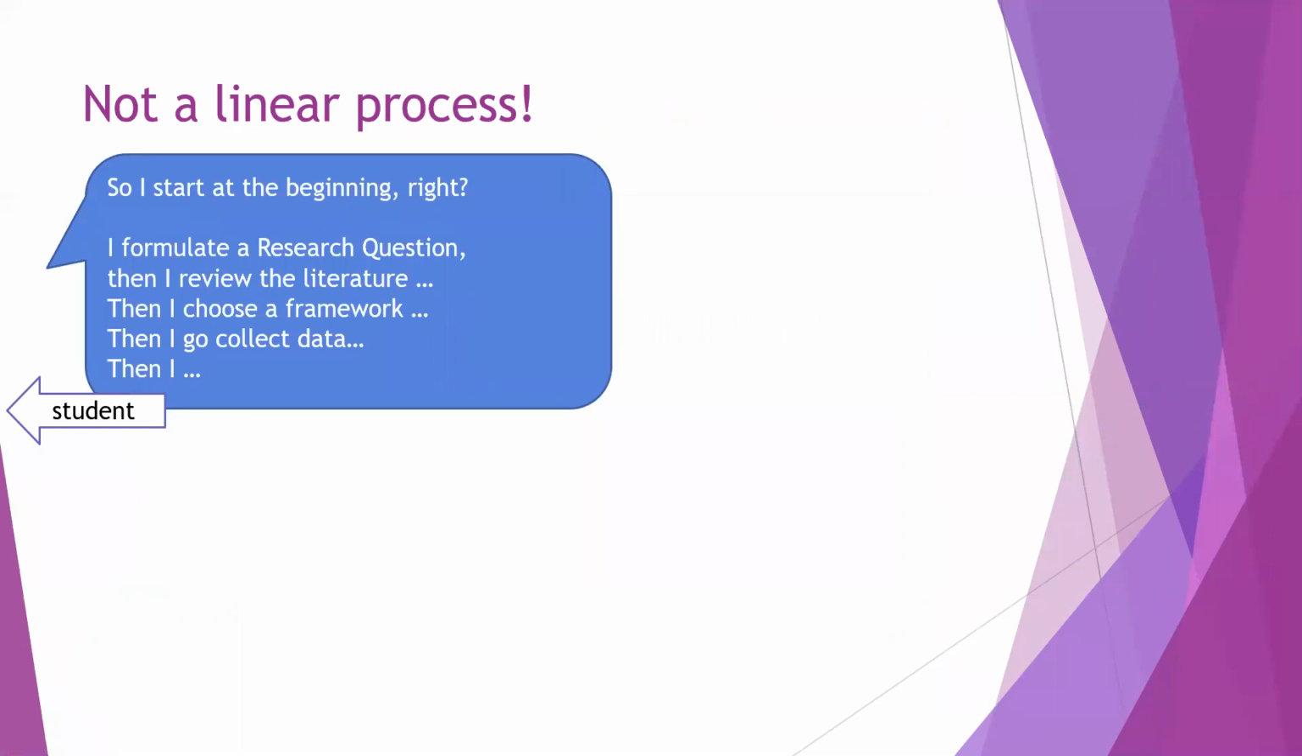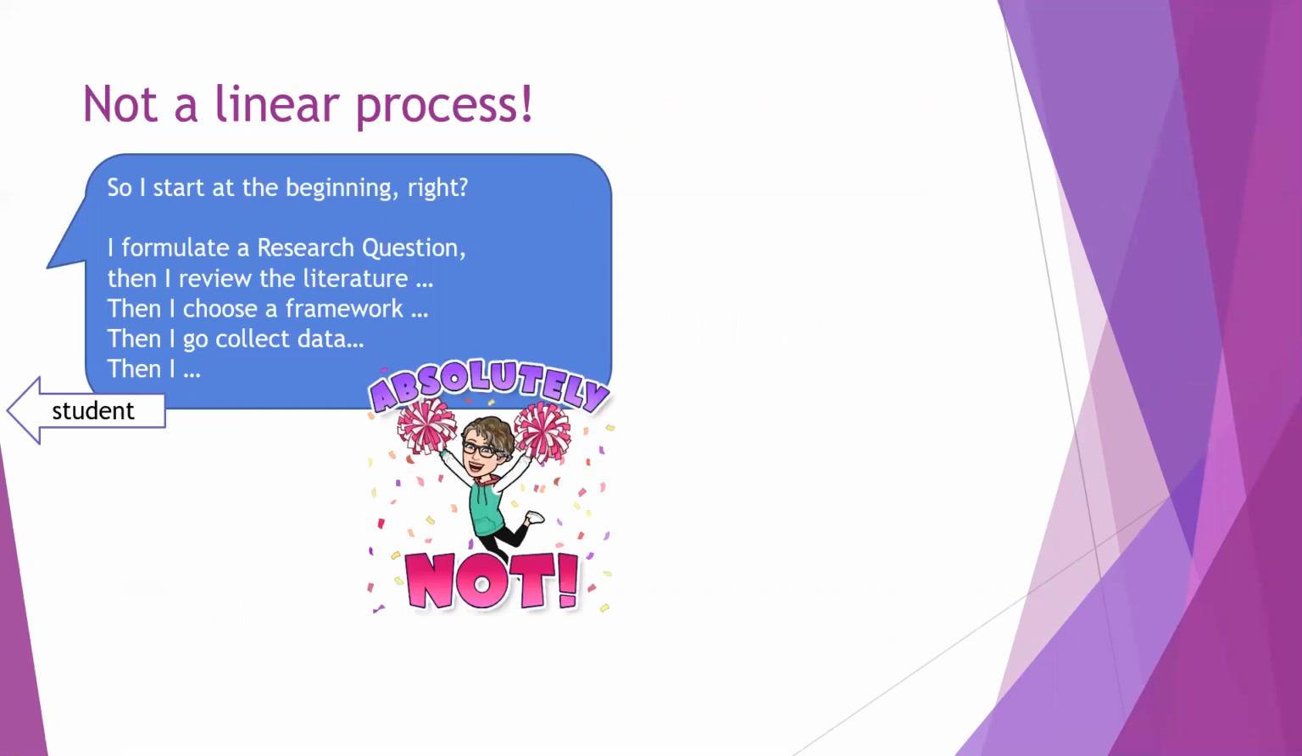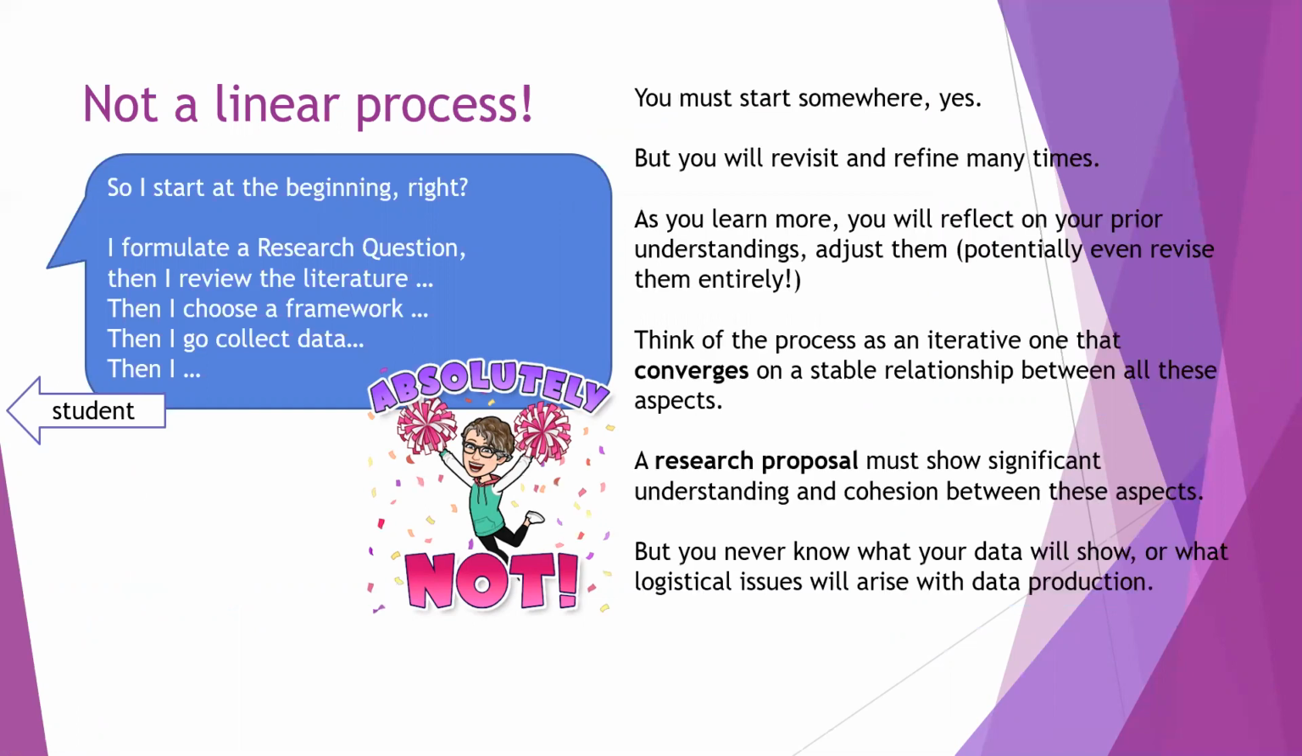And so you start at the beginning, right? Form a question, then review the literature, and then you choose. No, that's not how research design works. It's not how research works, I'm afraid. You have to start somewhere, of course. But you will revisit each of those components many times and you will refine them. We'll look more in the next section about how Maxwell, whose model we use, talks about elastic bands connecting the different components, where there's some give and there's some stretch, but you can't overstretch it.